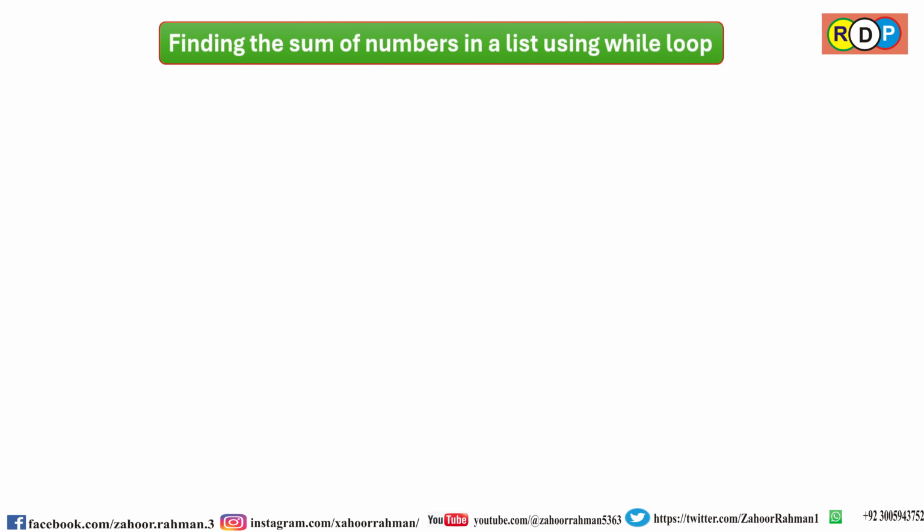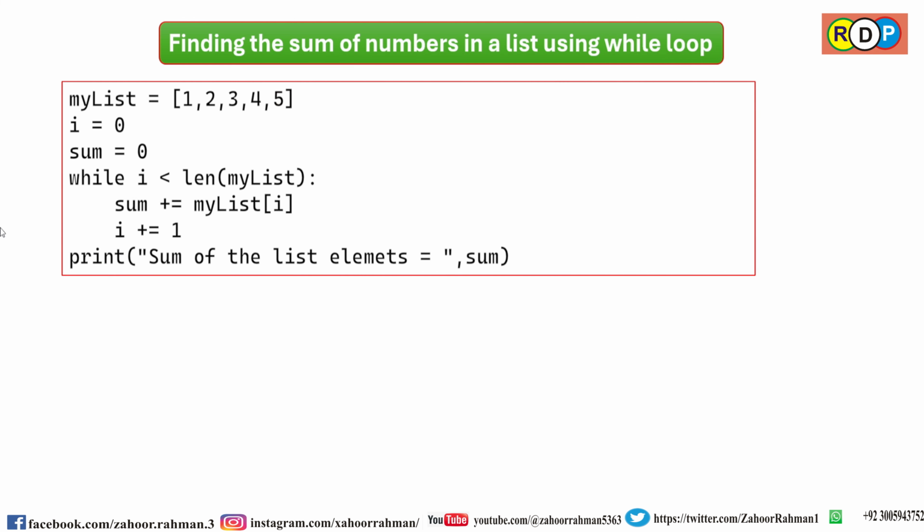Another technique is to find the sum of the numbers in a list using a while loop. For example, if there are 5 elements inside a list, 1, 2, 3, 4, 5, and I want to find the sum of all these values, 1 plus 2 plus 3 plus 4 plus 5. So I'm initializing i as 0 and sum is also 0. While i, which is 0, is less than the length of my list, which is 5, it is true, and it will do sum is equal to sum plus my list at i.